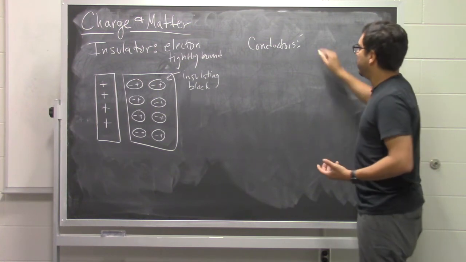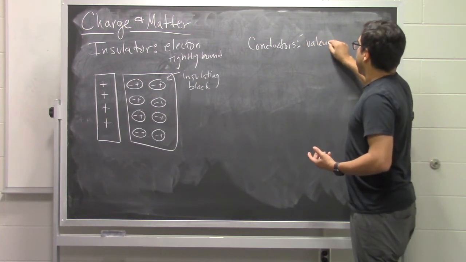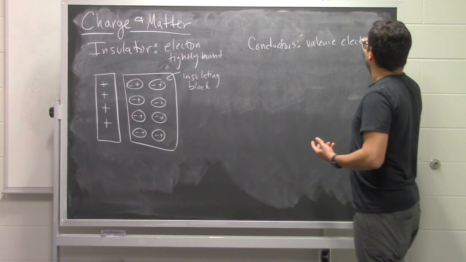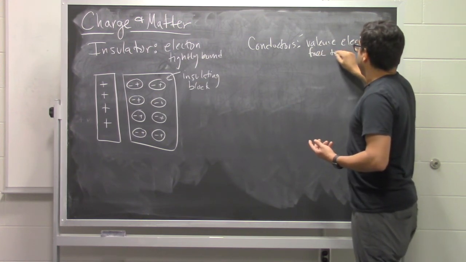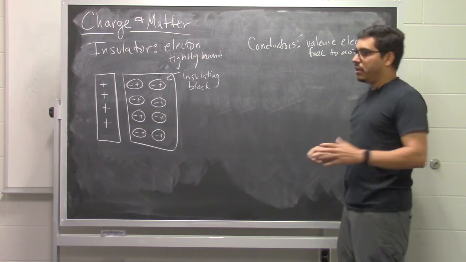Now, the difference between those and conductors is that the valence electrons, the outermost electrons in a conductor, are pretty free to move. So those outermost electrons, we can really think of them as almost being free electrons. They can move around a conductor pretty easily.